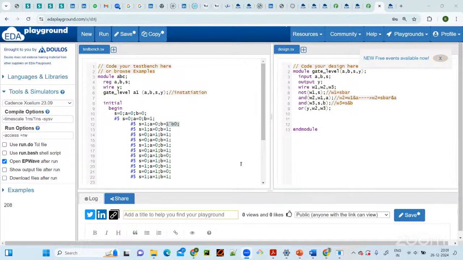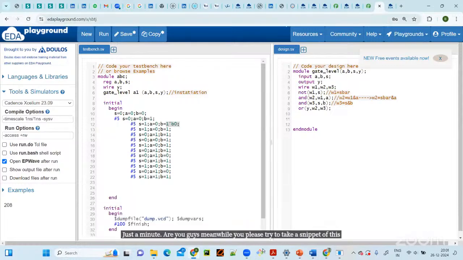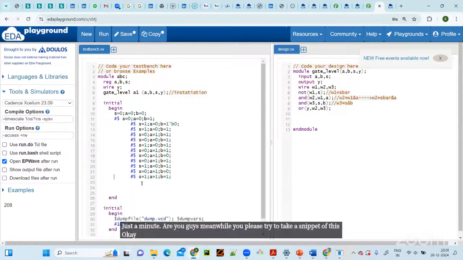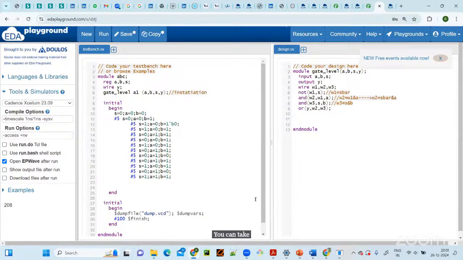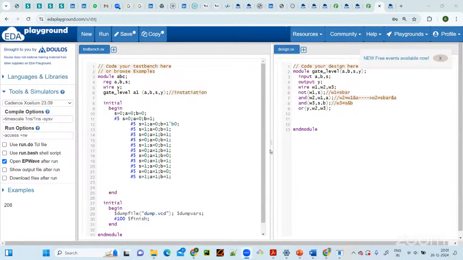Sorry, it seems I'm sending this message directly to someone. Just a minute. Meanwhile, you please try to take a snippet of this. Let me delete the unnecessary lines of code. Now it will fit. You can take this now. Here it is. It should be to everyone, right?